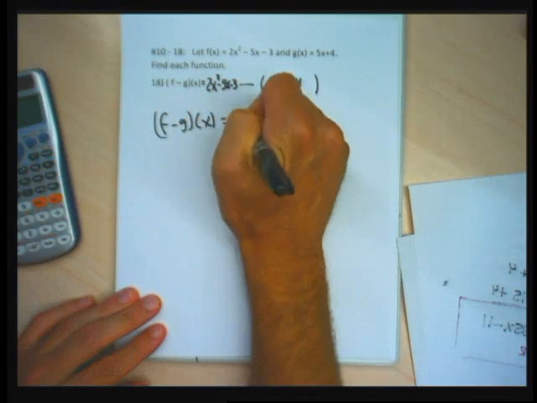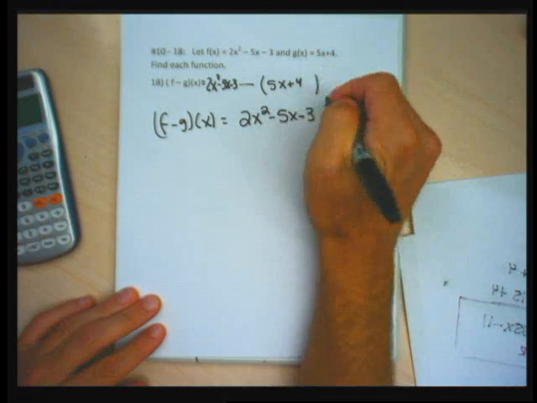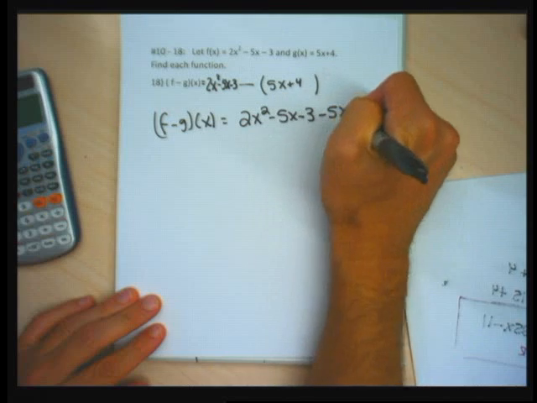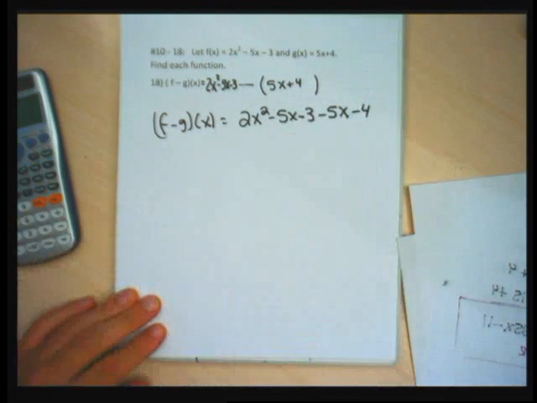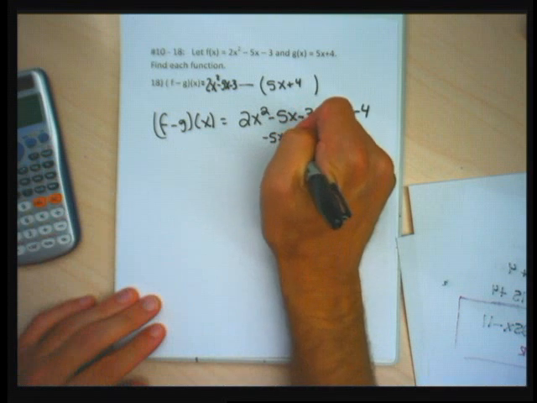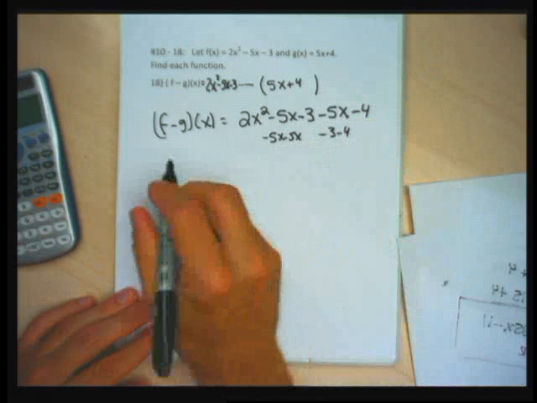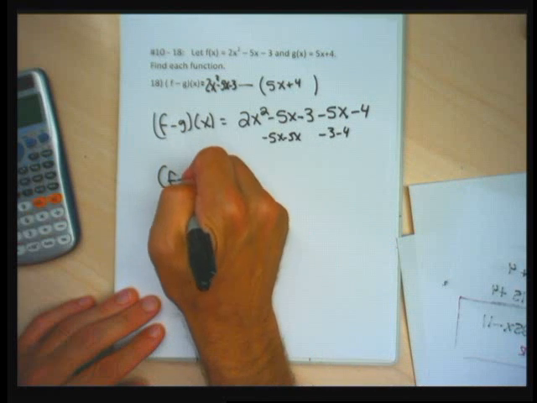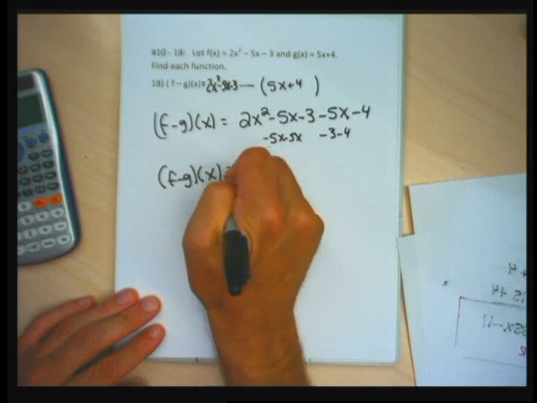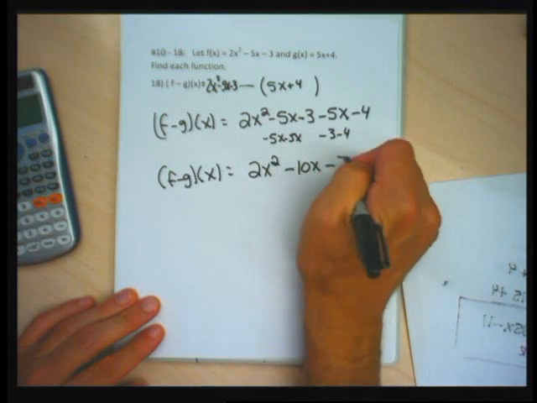So I'm going to leave the 2x squared minus 5x minus 3, change the 5x to minus 5x, the 4 to minus 4. And now I'm going to combine like terms. Minus 5x minus 5x will combine to minus 10x. Minus 3 minus 4 combines to minus 7. So I'm going to get f minus g of x equals 2x squared minus 10x minus 7.